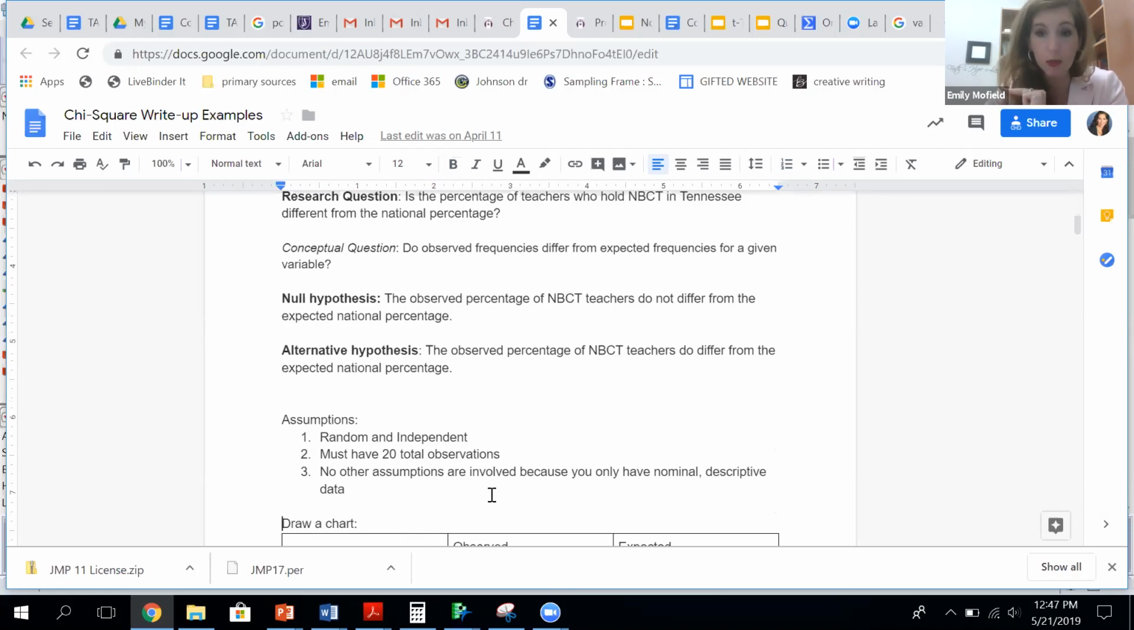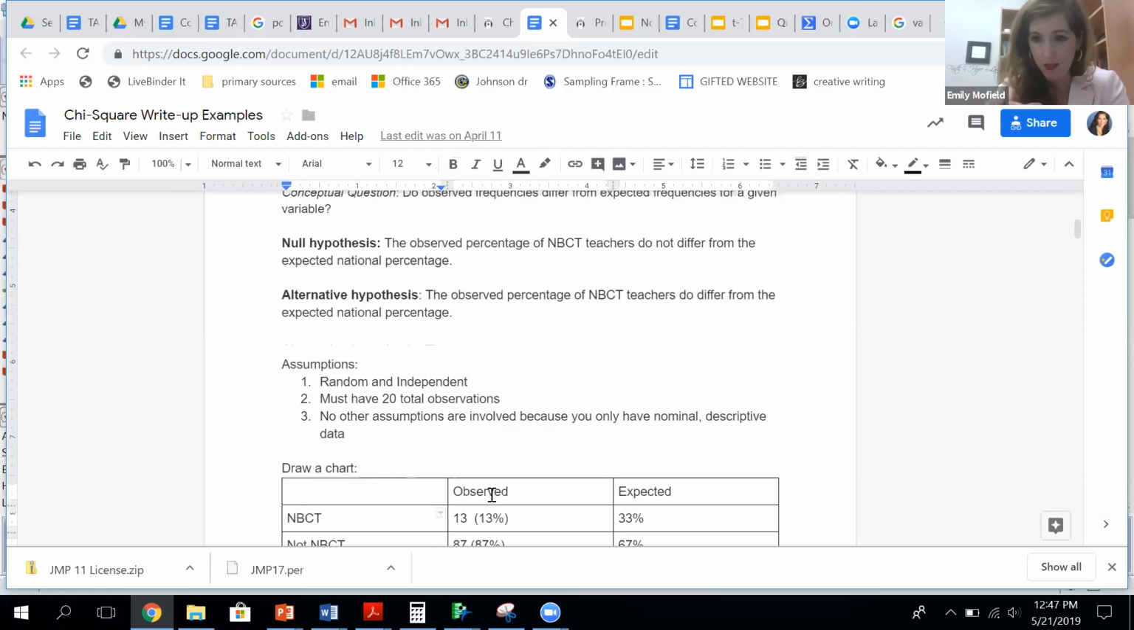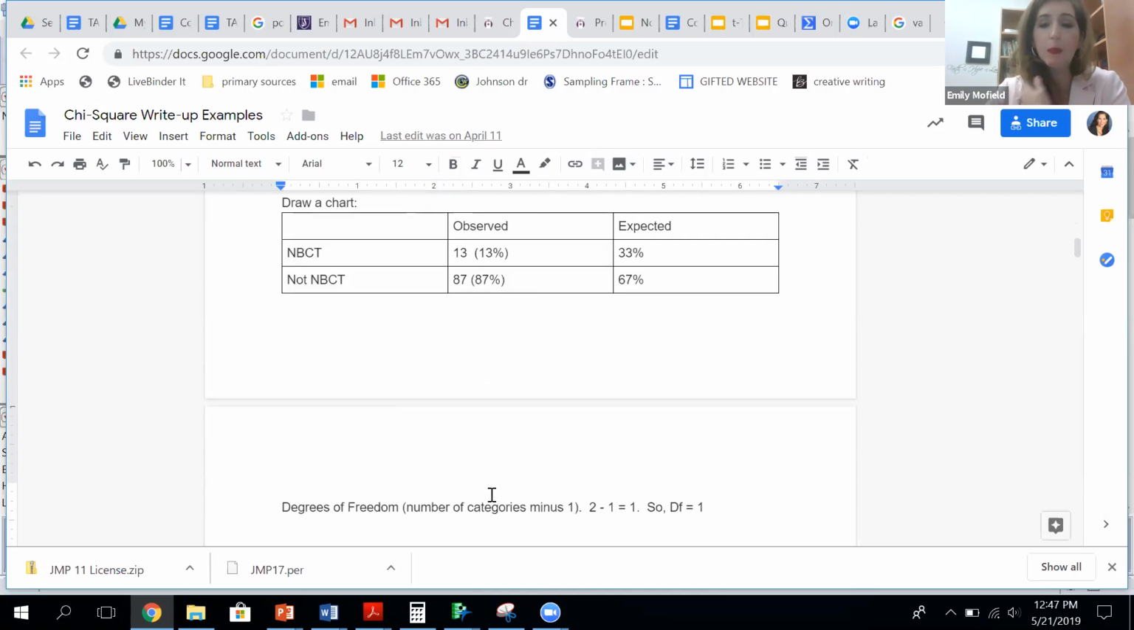I need at least 20 observations, and otherwise I don't have any assumptions, because I'm dealing with nominal data. I like to think about a chart that I'm working with. So for example, there's 13 teachers in Tennessee who have, I'm just dealing with 100 here. So you really would never have just 87, but this is the way I'm doing it with this example. Actually, you could, okay, let's just do this. I don't want to be confusing.